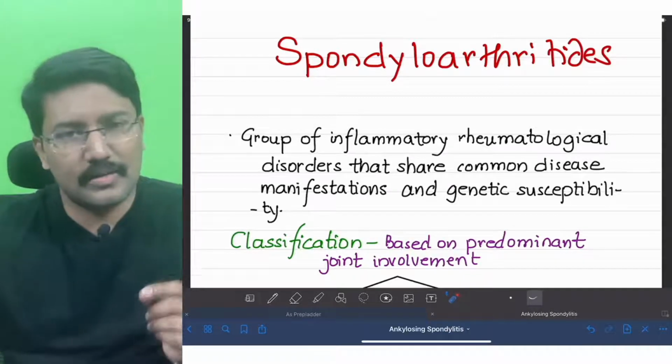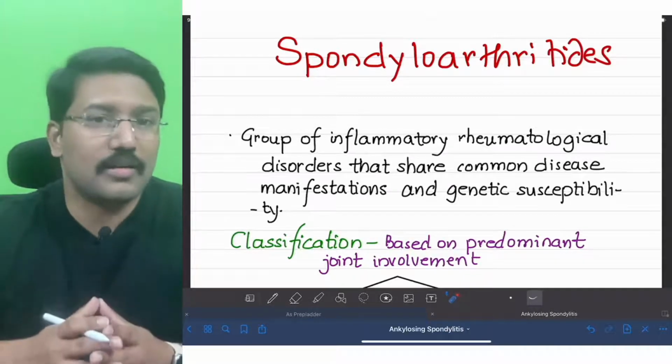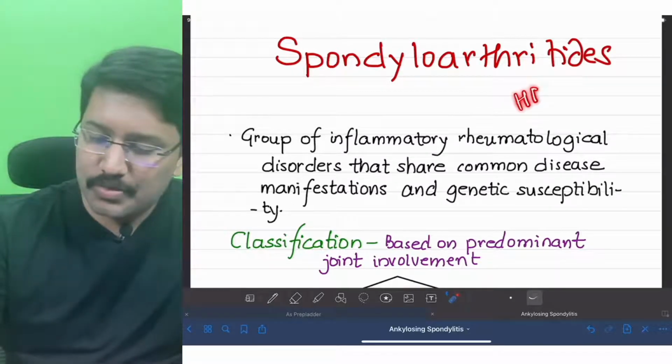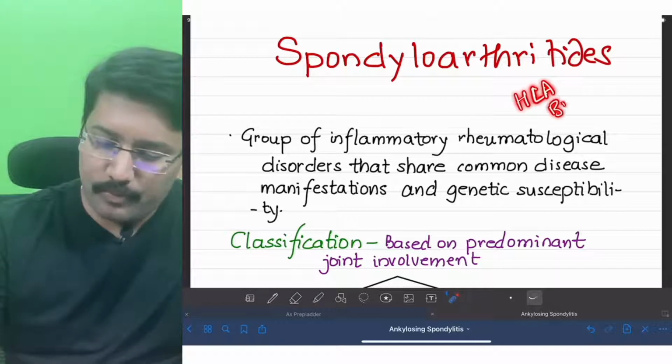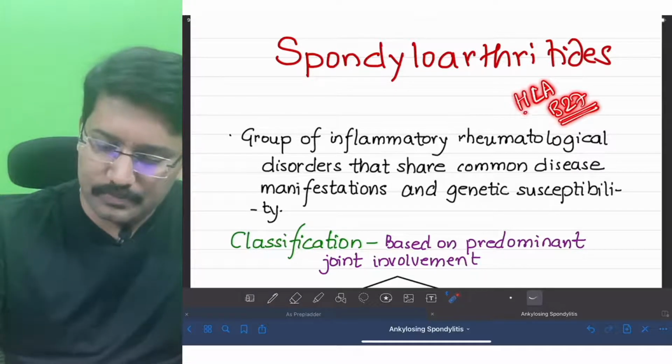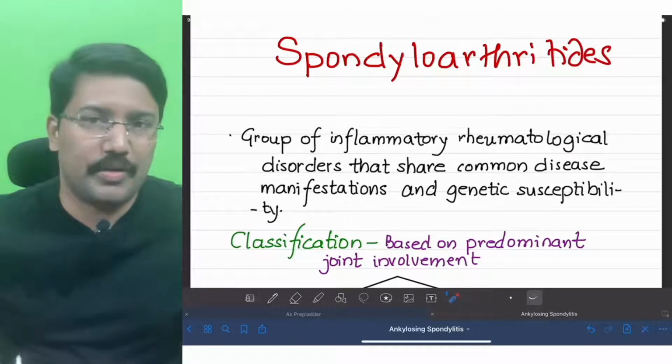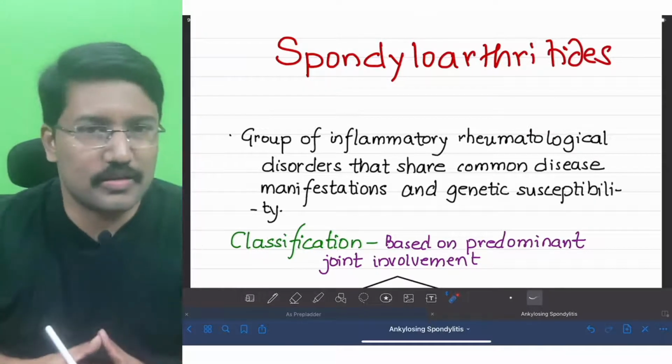Now, reactive arthritis and ankylosing spondylitis, what is the genetic commonness here? They both have association with HLA-B27. That is one important point that bridges these disorders together.